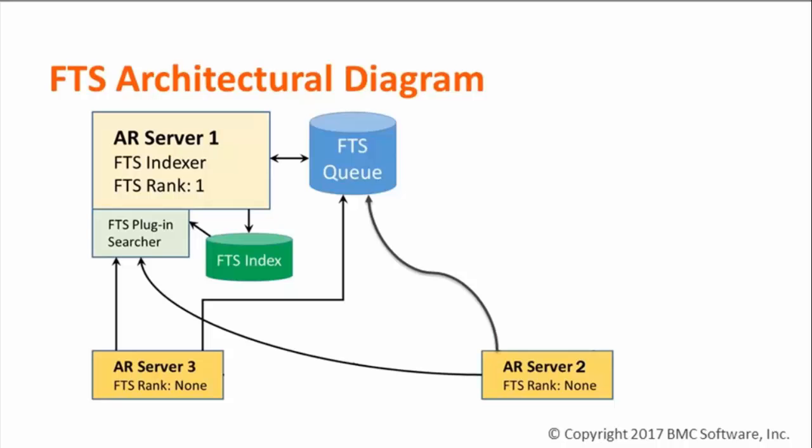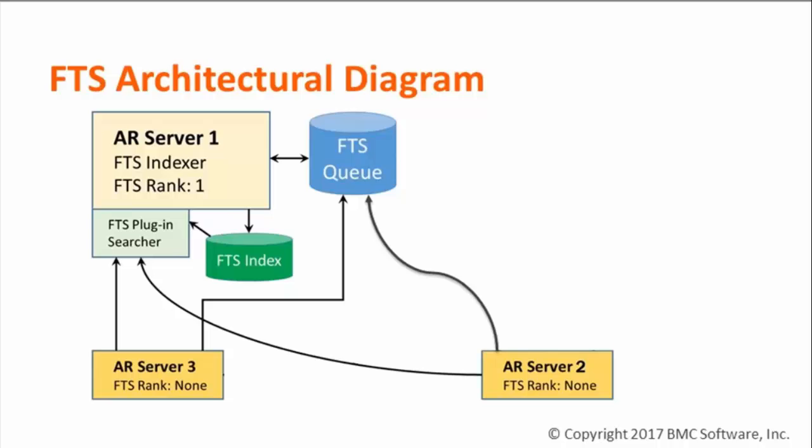So here we have an architectural diagram of a single indexing server in a server group. The indexing server contains the collection directory, which is identified here as FTS index. The processor, this index processes the data and updates the indexes. From the example, you can see server 3 has created or updated a record, and it's being placed in the FT pending table for processing. The FT pending table is identified here as the FTS queue.